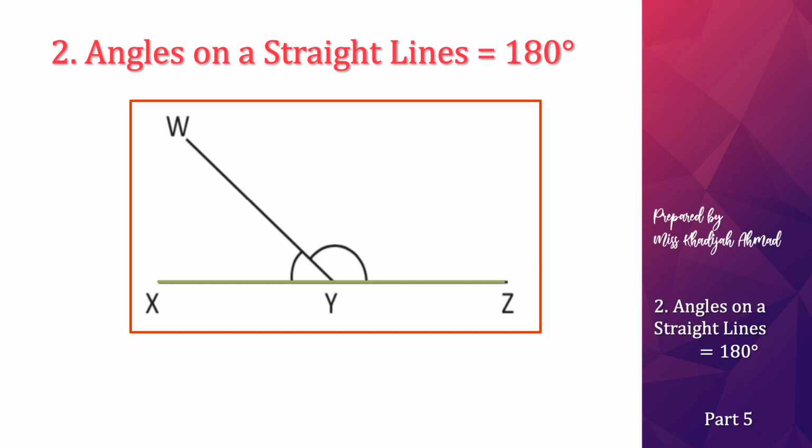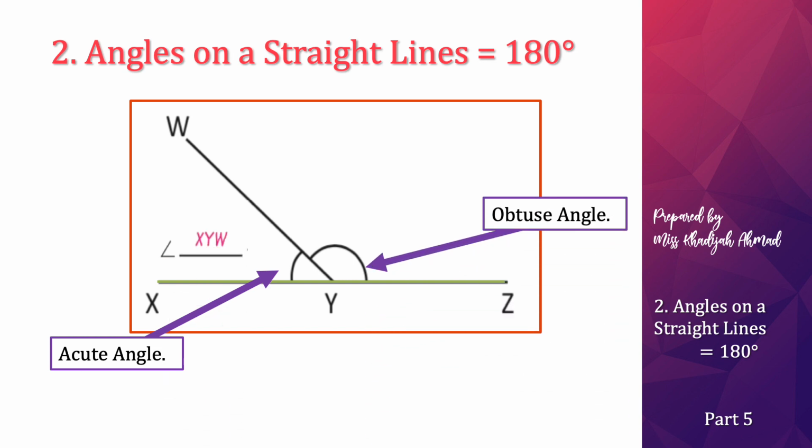The first one would be the acute angle, namely XYW, or you can start from W to YX. Both are correct. Next, the obtuse angle. That would be WYZ or ZYW. You just need to pick either one. Then, to make our straight line, we can add our acute angle and obtuse angle together. That would simply be angle XYZ plus angle WYZ.